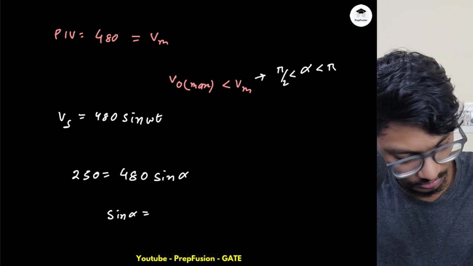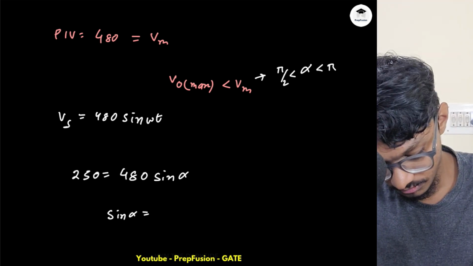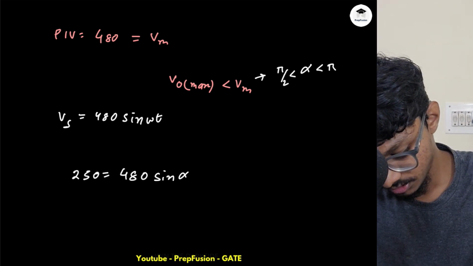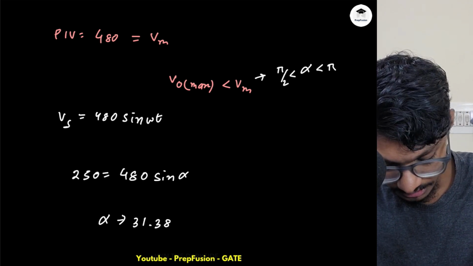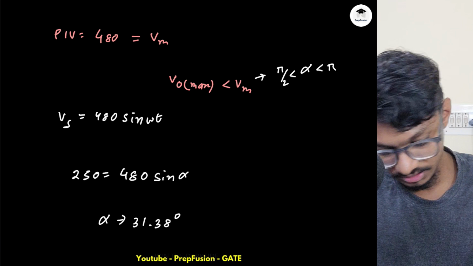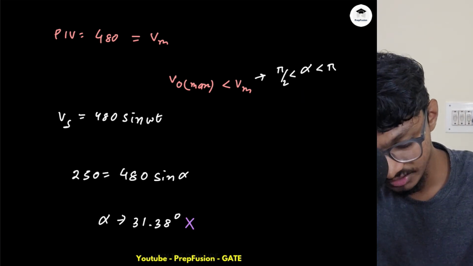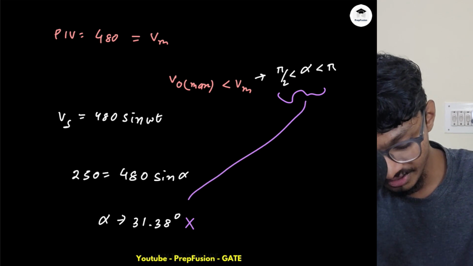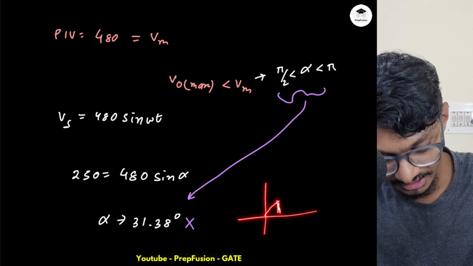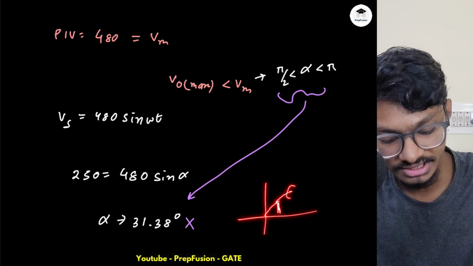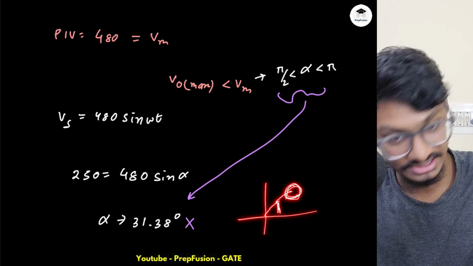So alpha comes out to be 31.38 degrees. Now will I take this? No, I will not accept this because I've already assumed my range of alpha. This is not possible, because if my triggering angle is this, then after this my sinusoid voltage is something like this. If I trigger somewhere around here, the voltage will still increase and the maximum voltage across the output will be Vm, not less than Vm.